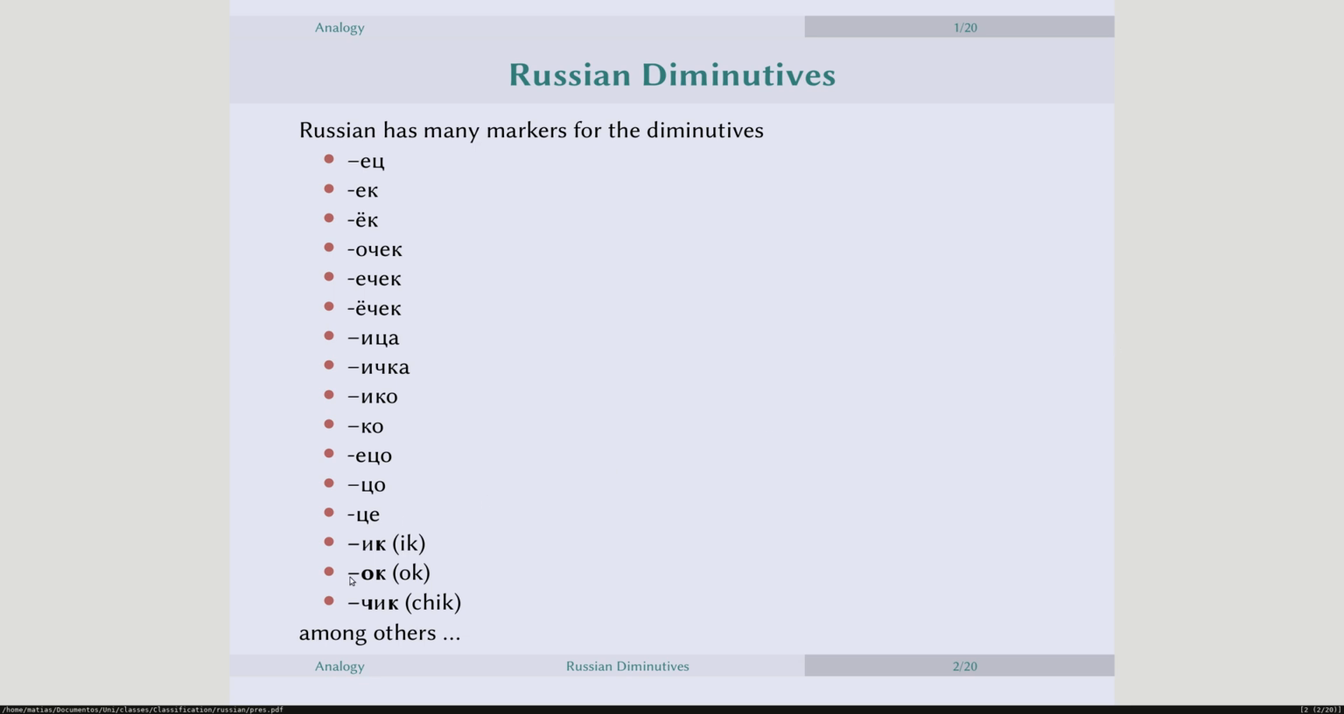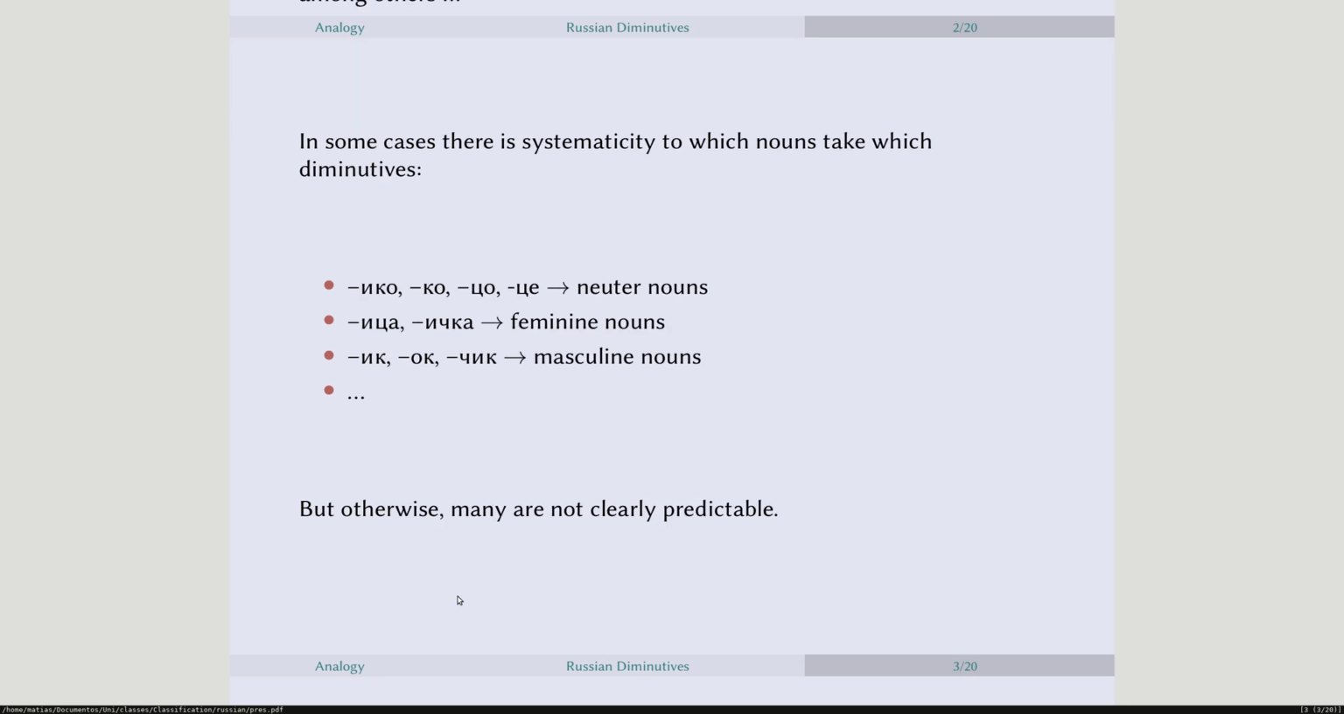I will focus on these three here, and there is some systematicity to the partial assignment of these diminutives to different nouns. So, for example, iko, ko, tso, tse can only be used with neuter nouns. Itza and ichka only with feminine nouns. Iko, ok, and chik with masculine nouns. So there are some regularities, but it's much less clear which nouns take ik, which ok, and which chik, among masculines. And this is where this work lies, only for these three diminutives.